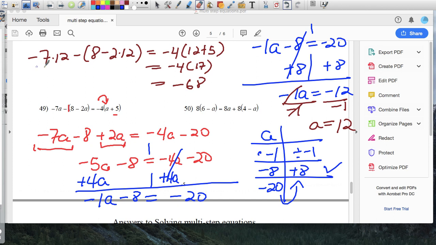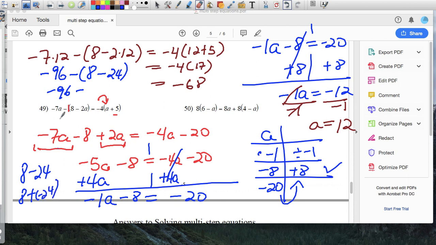Negative 7 times 12 is negative 96. Minus, and inside the parentheses I have 8. Negative and the positive is a negative, and 2 times 12 is 24. So negative 96 minus, and 8 minus 24, if I do this on the side, is the same thing as saying 8 plus negative 24, which gives you negative 16.